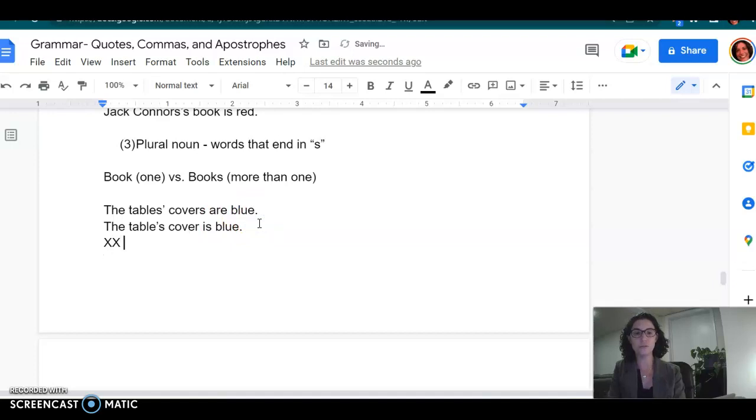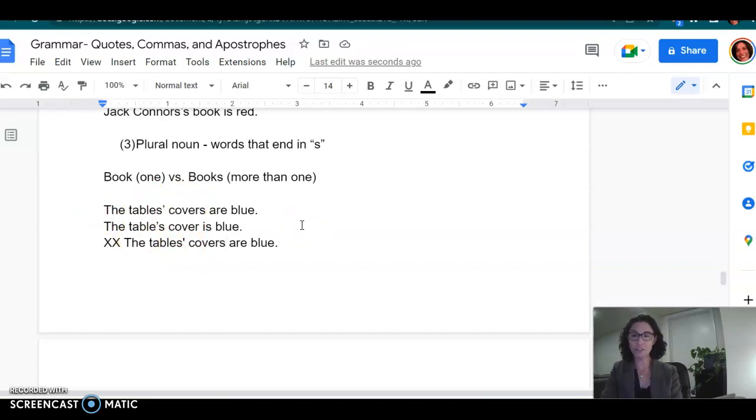What we do not do is the table's covers are blue. See, even the software is trying to tell me this is not grammatically correct by underlining it. The table's covers are blue. This does not make any sense because for a plural word, it's actually giving you the suggestion to go back to our first example right here.